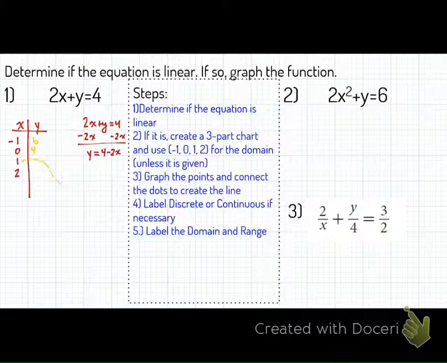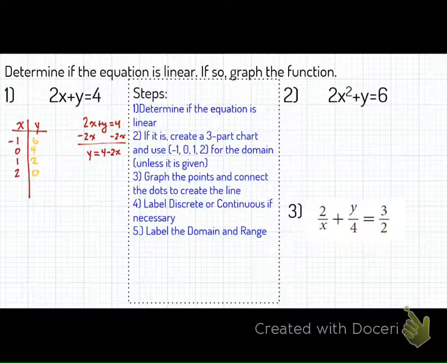Let's put 1 in. -2 times 1 is -2, so 4 minus 2 is 2. You see what pattern is happening here? The next number, let's see what happens. Let's put 2 in. -2 times 2 is -4. 4 minus 4 is 0. Okay? So we've just made these.